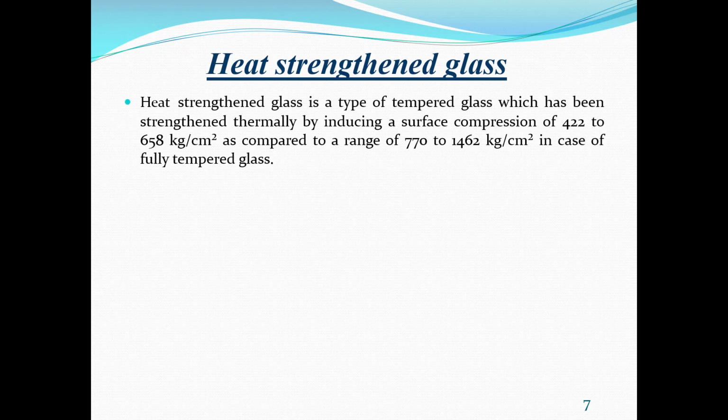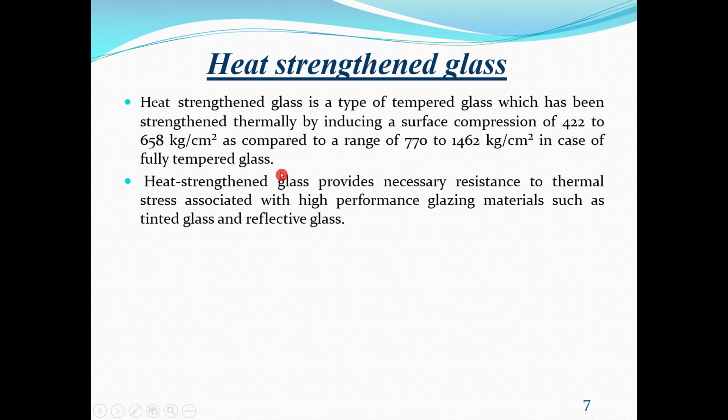The other type of glass is the heat strengthened glass. By the application of heat, the glass will be more resistant and have more strength. Heat strengthened glass is a type of tempered glass which is strengthened thermally, with a surface compression of 422 to 658 kilogram per centimeter square, as compared to fully tempered glass.